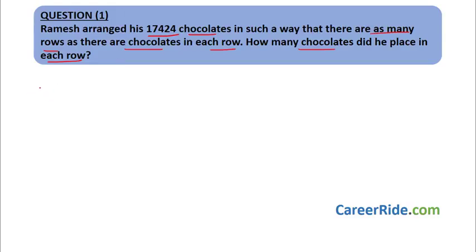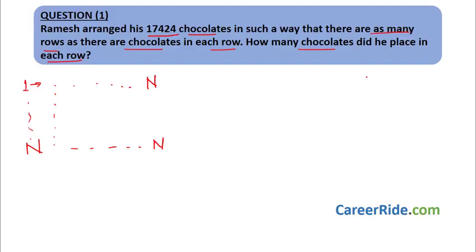Now, we do not know how many rows or how many chocolates are there in each row. So let us assume that, say, this is the first row, and in it Ramesh has arranged, say, n number of chocolates. Now if in one row there are n number of chocolates, number of rows also has to be n, because they have given that there are as many rows as there are chocolates in each row. So number of rows would also be n, and in each row number of chocolates are n.